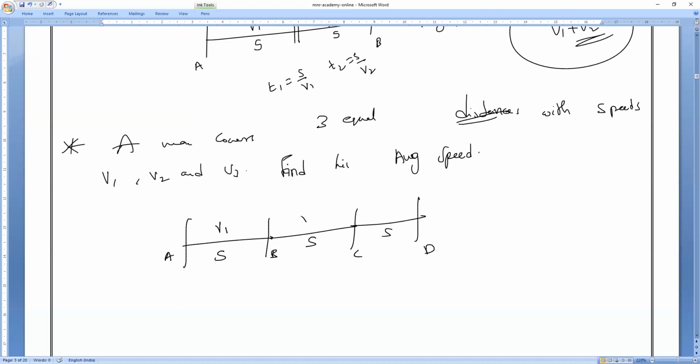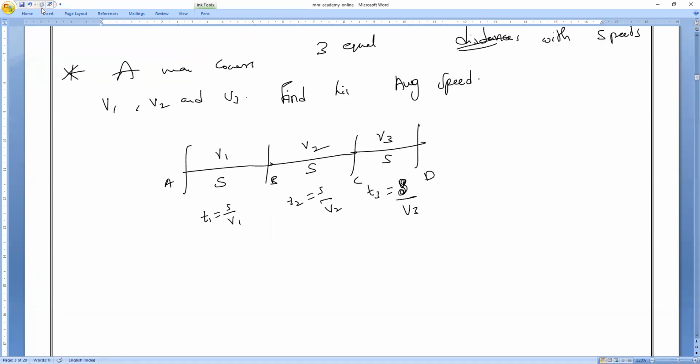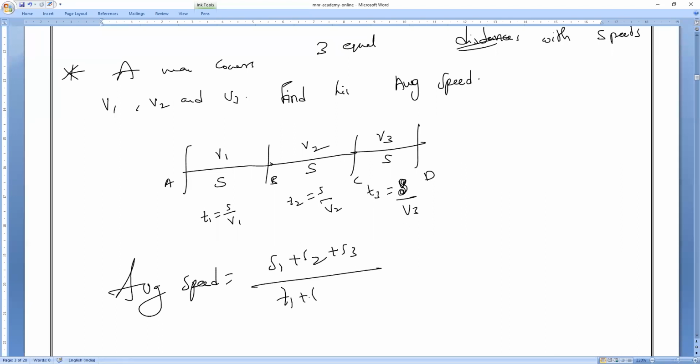So the speed here is V1, here V2 and here V3. Then T1 is equal to S by V1, T2 is equal to S by V2 and T3 is equal to S by V3. So the average speed formula is S1 plus S2 plus S3 divided by T1 plus T2 plus T3. S1 is S, S2 is S, S3 is S, divided by T1 which is S by V1, T2 is S by V2, T3 is S by V3.